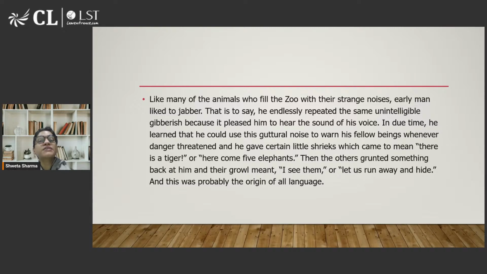So this is how language was born, and whenever he had to warn his fellow beings about any sort of danger, he would use just the gibberish, guttural noise. It was all gibberish. Okay, so guttural noise to warn his fellow beings whenever danger threatened, and he gave certain shrieks which came to mean there's a tiger, or here comes five elephants. So that sound was an indication of some kind of warning.